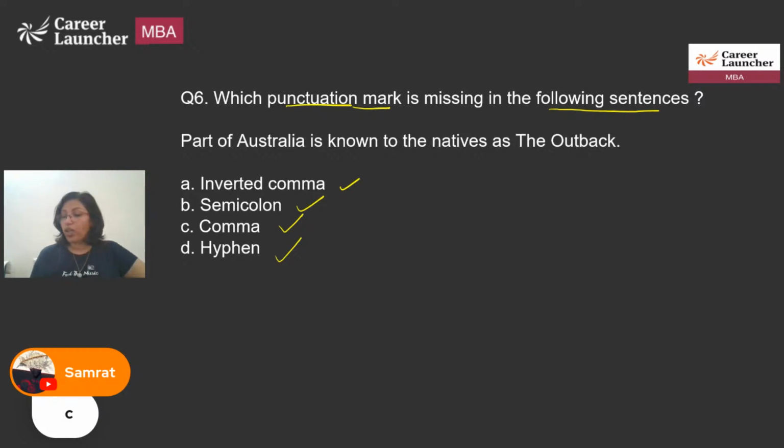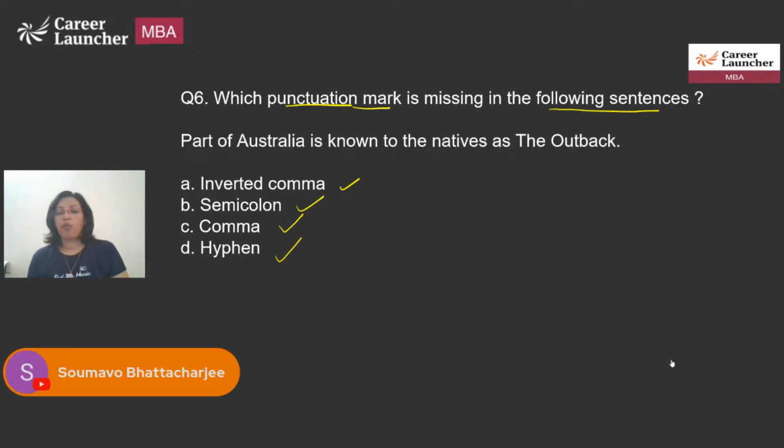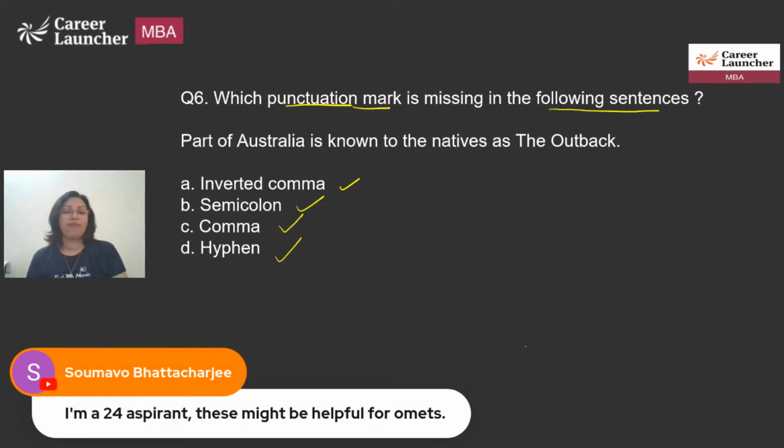Yes, Umavo, if you are a 24 aspirant, these questions are going to be very helpful for the OMETs. I am covering all the portions one by one. So if you keep coming in, yes, it's going to be helpful. Like these questions today are part of SNAP and NMAT. So very helpful. I'm waiting for your answers.